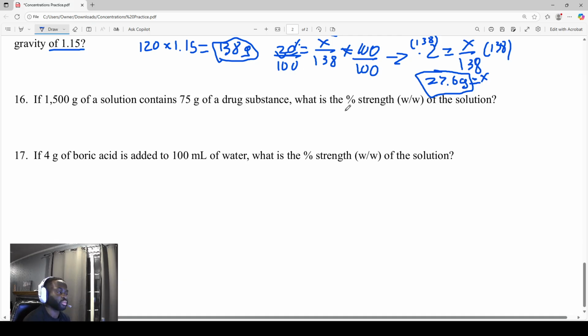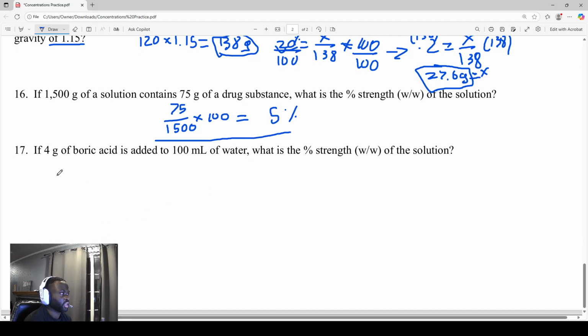And now this one is all calculator based because we got our drug percentage. We got the whole solution. And we just multiply that by 100 to make it a percentage strength. So that would be 5%, if you were to put that in a calculator. Oh, I forgot to read the question. If 1,500 grams of a solution contains 75 grams of a drug substance, what is the percent strength of the solution, right? And this is how you would get it.